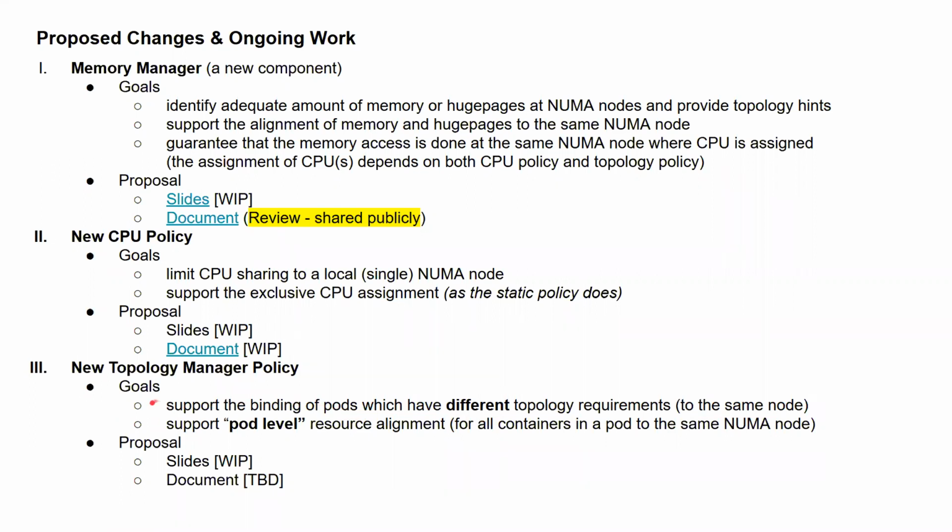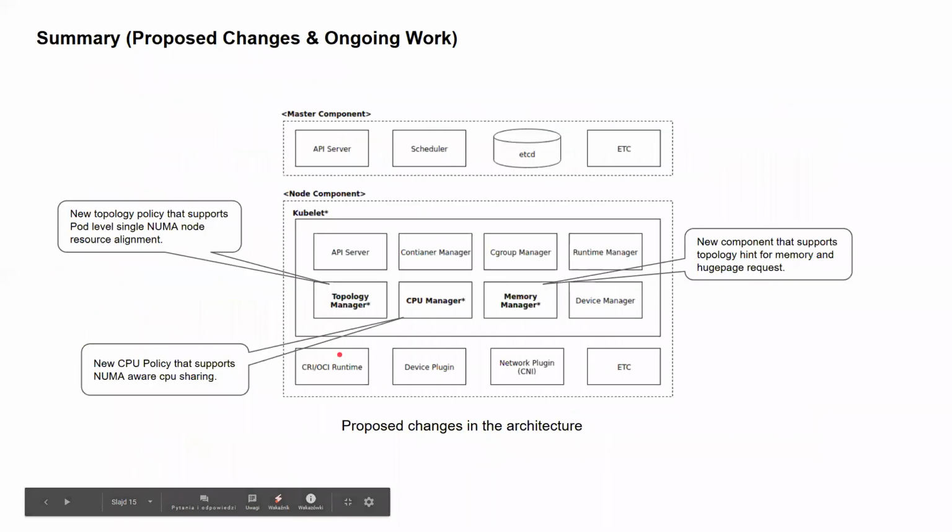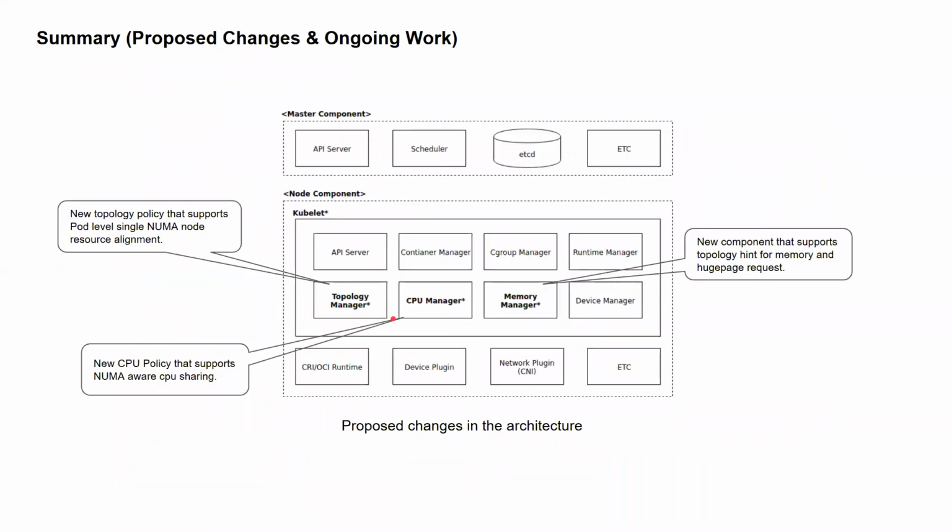In the proposal, there will be more details about that. And the second goal is to support pod level resource alignments for all containers in a pod to the same NUMA node. So if you have 2 containers, we can tell that we want to align them to only one NUMA node. And the proposal is still in progress. To summarize, we will generally make changes to those 3 components, and memory manager is a new component.